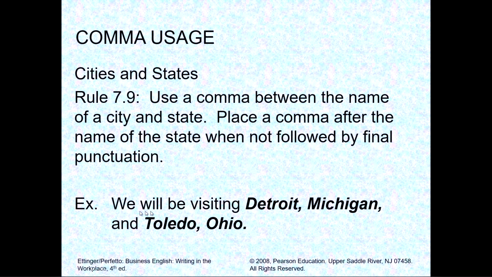As you can see, we will be visiting Detroit, comma, Michigan, comma, before the and. This comma is because of the and. Toledo, comma, Ohio, period. No comma here at the very end, right? So you're separating Detroit, Michigan, which is one, and Toledo, Ohio, which is two. So this is a series. We will be visiting Detroit, Michigan, comma, and Toledo, Ohio. Toledo, comma, Ohio, okay?